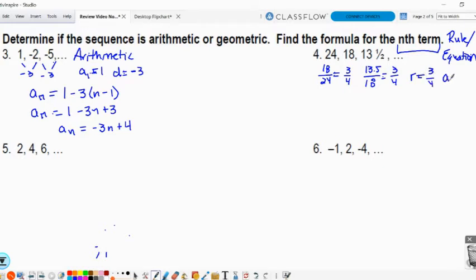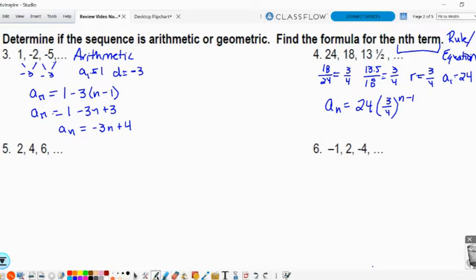We also know that our first term is 24, and that is enough to write our geometric rule or equation. We start with our first term times the common ratio to the power of n minus 1.